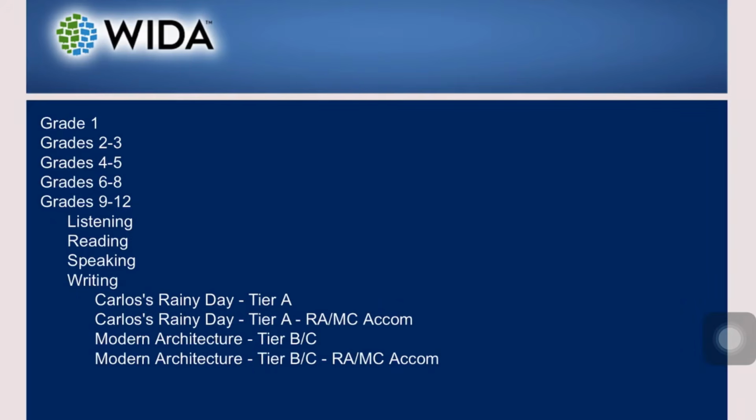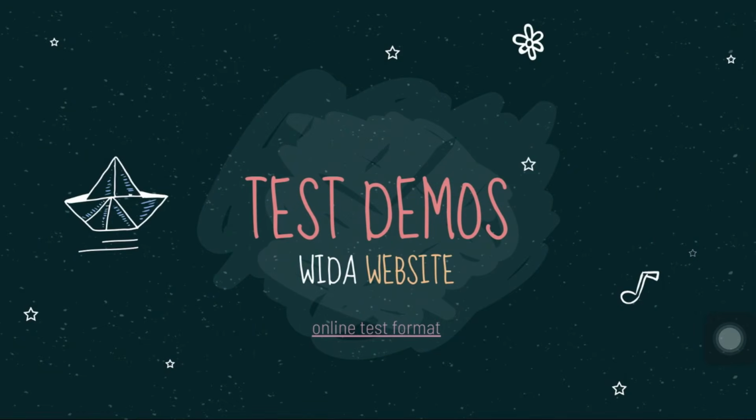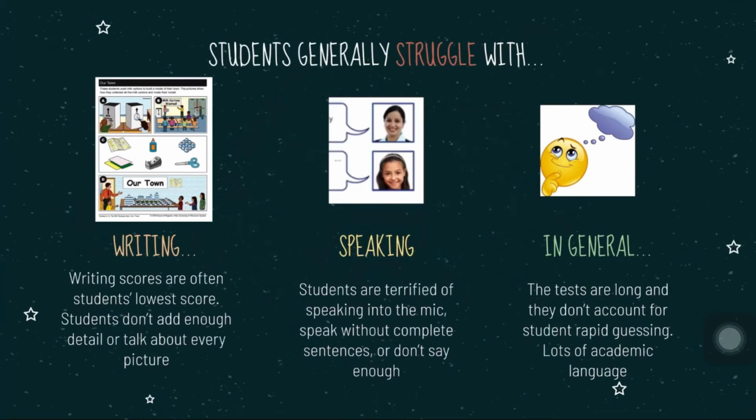Let's go ahead and go back to the slides. Now that you have an idea of what each section looks like, let's look at our district's strengths and weaknesses. Our students' lowest scores are often speaking and writing, like I mentioned before. In writing, students miss part of the prompt, don't add enough detail, or don't use enough academic vocabulary. Sometimes they just miss talking about a part of the picture or diagram in the prompt.